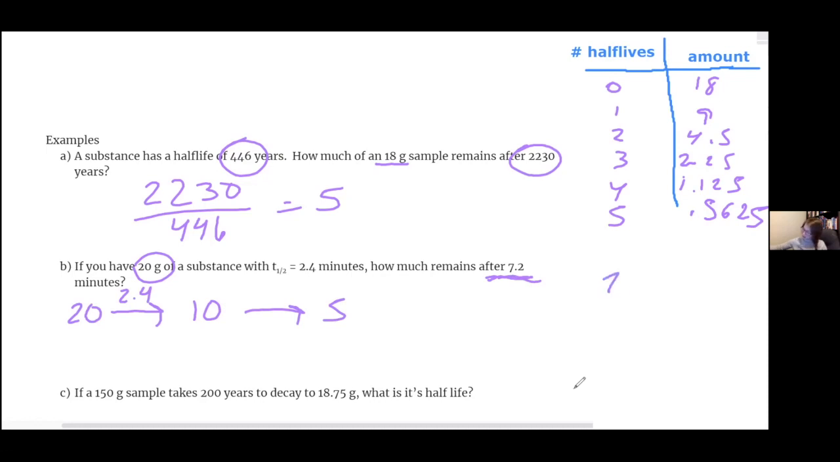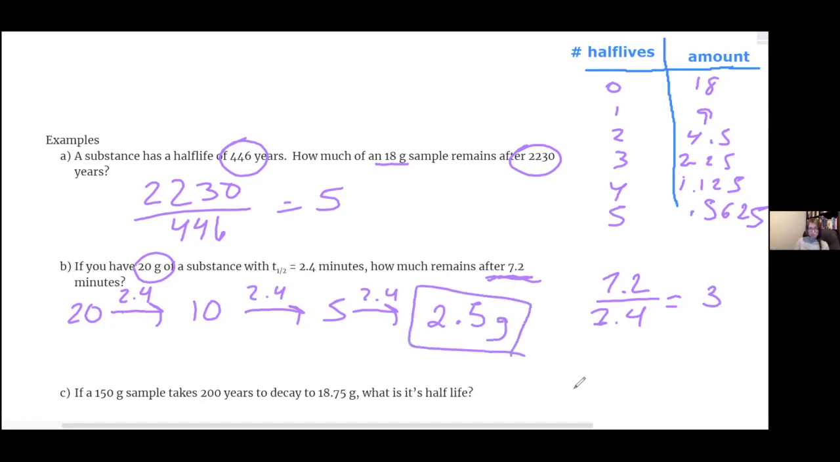So 7.2 minutes, my total time, divided by the length of a half-life, 2.4 minutes. That means that 3 half-lives are going to pass, or 3 arrows, or 3 divisions by 2. So 2.4 minutes, another 2.4 minutes, another 2.4 minutes. We must end up with 2.5 grams.